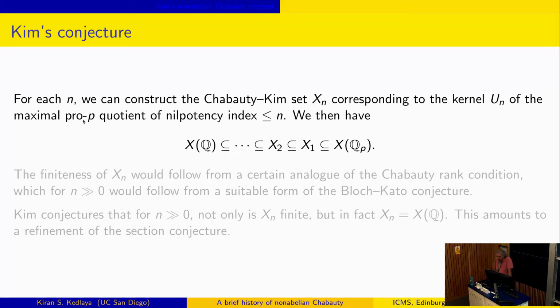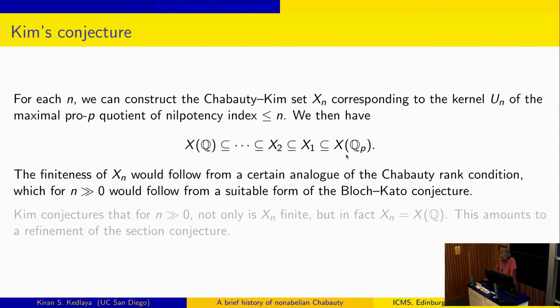In particular, you hope that at some point you start getting finite sets and not just all of X(Q_p). That would follow from some analog of Chabauty's rank condition. It's basically saying some dimension of some Galois cohomology group is small enough. And of course, just like for BSD, the rank of an elliptic curve is related to some order of vanishing of an L-function. So there are fancy versions of this, like the Bloch-Kato conjecture, and some version of the Bloch-Kato conjecture would tell you that you can eventually get a finite set here.